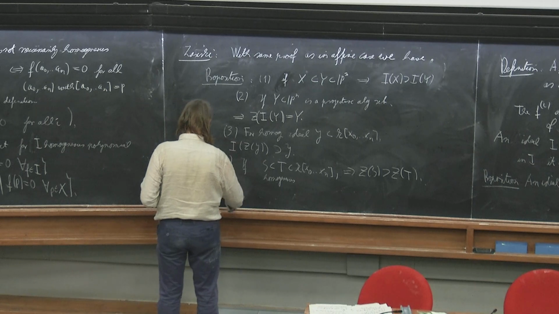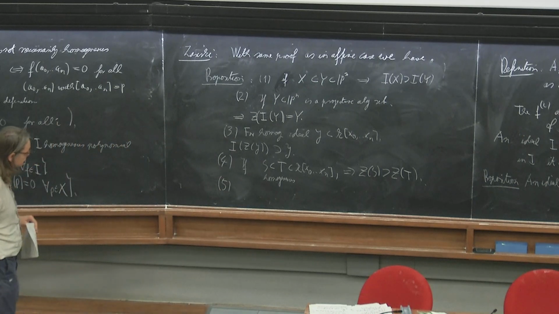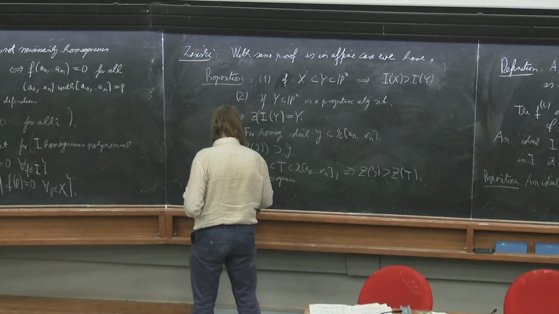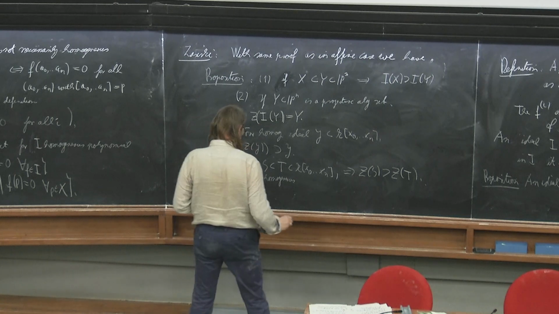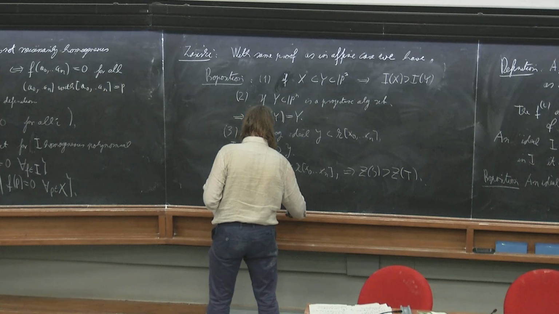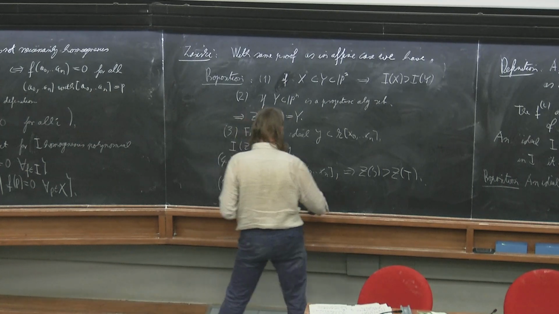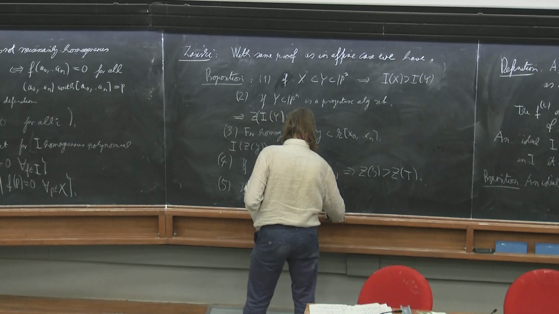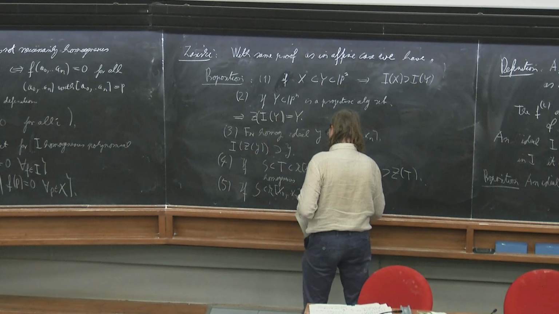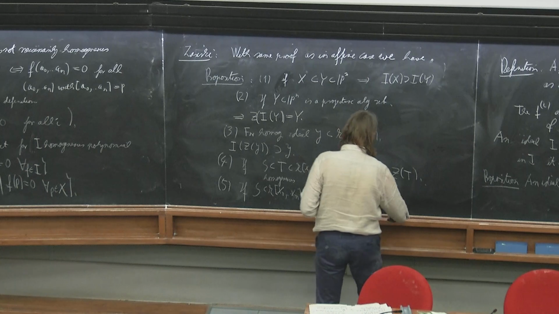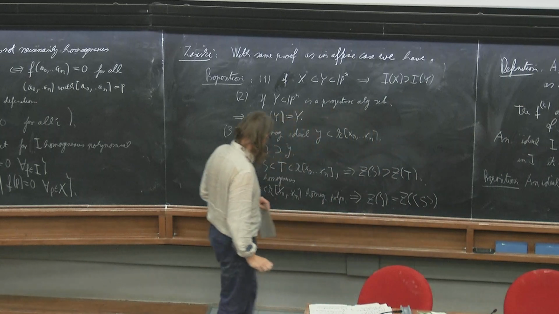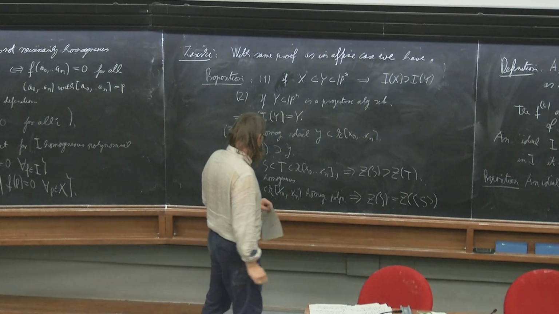And we also have that every projective algebraic set is a zero set of an ideal, namely if S is a set of homogeneous polynomials, then it follows that the zero set of S is the same as the zero set of the ideal generated by S. So in particular, every projective algebraic set is a zero set of a homogeneous ideal.